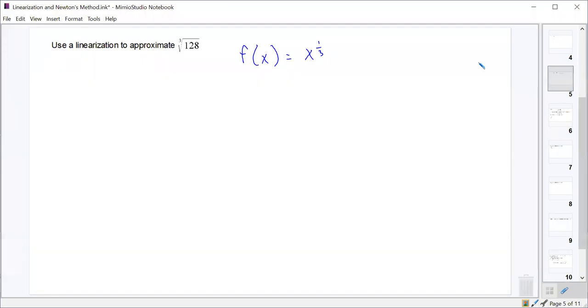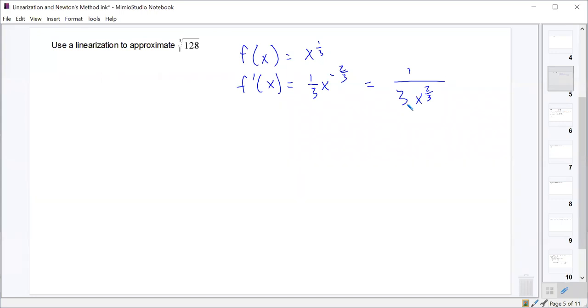So yeah, we're doing cube root of 128. Our function is x to the 1/3, cube root of x. For our linearization method for approximating, we need to have the derivative also. So what's the derivative of x to the 1/3? 1/3 x to the negative 2/3. Exactly, which we will sometimes write as 1/3x to the positive 2/3. So I'll just put it both ways.